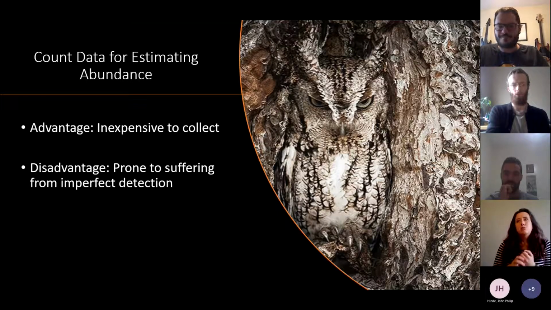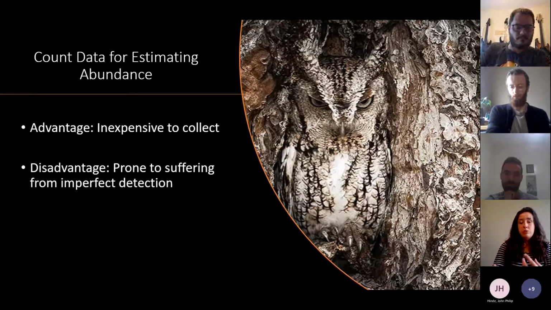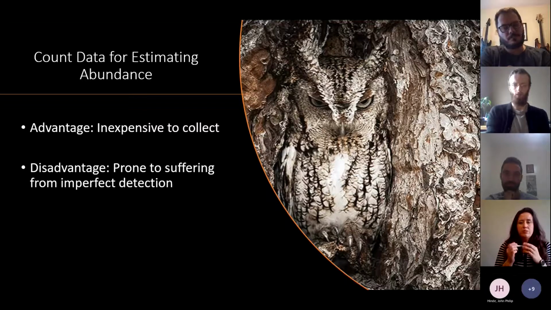There are lots of different ways of collecting data on animal population sizes. And the one I want to talk to you about today is counts of individuals. And that's exactly what it sounds like, I suppose. A researcher goes out into an animal's habitat for a certain period of time, and they just count the number of individuals of a certain species that they see or hear while they're out there.